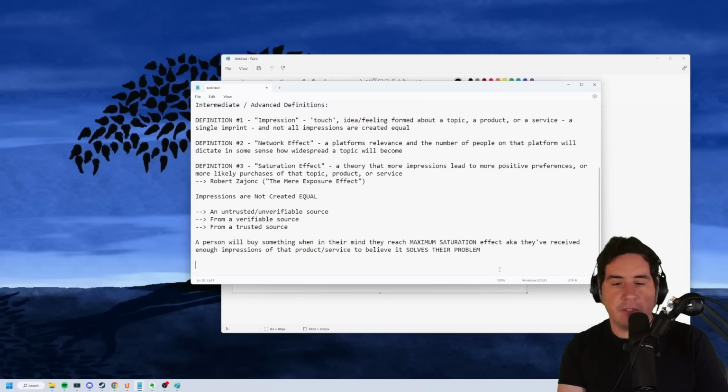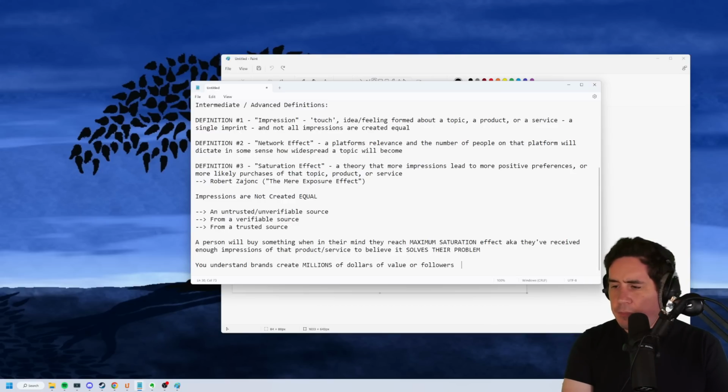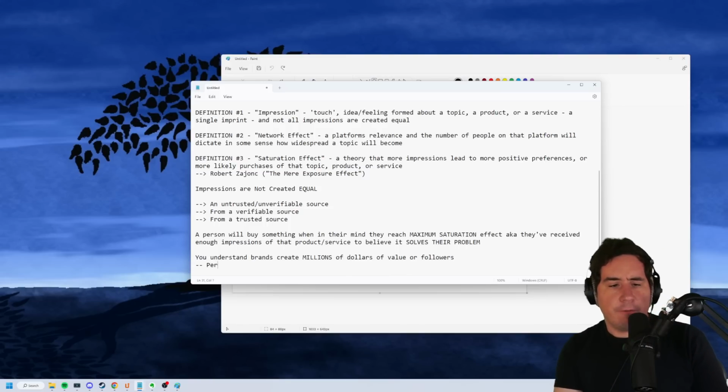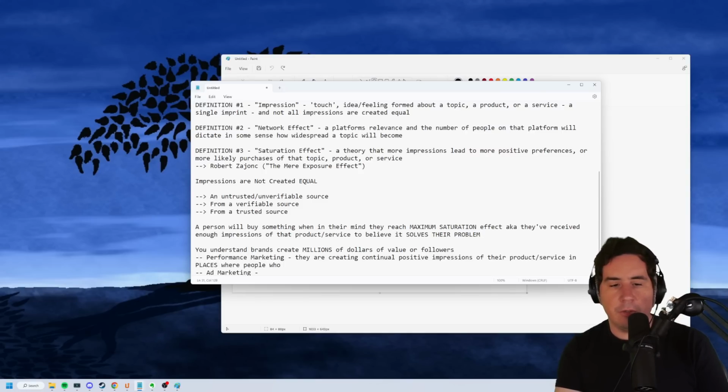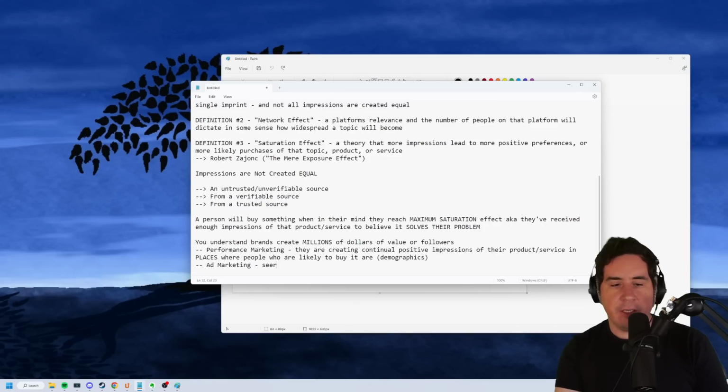So if you understand this, you understand brands create millions of dollars of value or followers in 2 ways, right? The first is performance marketing, and the second is ad marketing. So performance marketing means they are creating continual positive impressions of their product or service in places where people who are likely to buy it are. This is called demographics. And ad marketing, serving ads directly to relevant people.